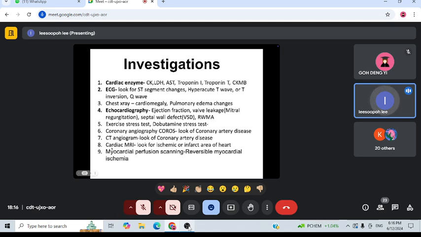So are all these actually available in Penang? Okay, understand? I know this one is a bit hi-fi, but mainly you need to remember 1 to 4. Okay, 5 to 9 is something more advanced that can be done to assess heart disease. Okay.